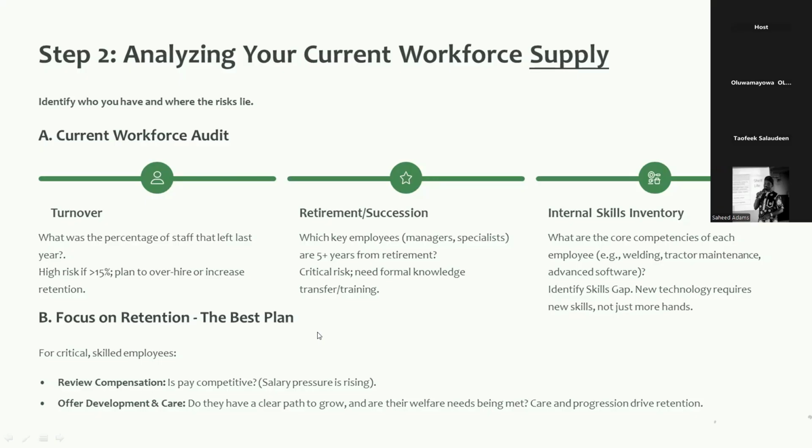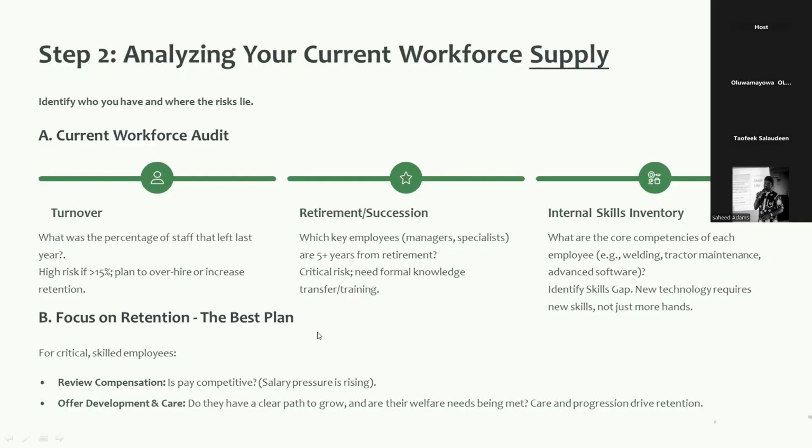We'll get there. Then another thing that we have to analyze is retirement and succession. Which kind of employee do we have? Like the skilled ones, for example the managers, the specialists, those people that manage our machines. Are we looking at it that, oh, in the next 5 years, this one will retire? If a major employee, like a specialist, is retiring in the next 5 years, it's a critical risk that needs formal knowledge transfer. How do we do this? We have to plan succession planning. That is, we have to hire somebody who will work hand in hand with, and study, the person that is going to leave in the next 5 years, so that by then, the person will have mastery of that particular special area.